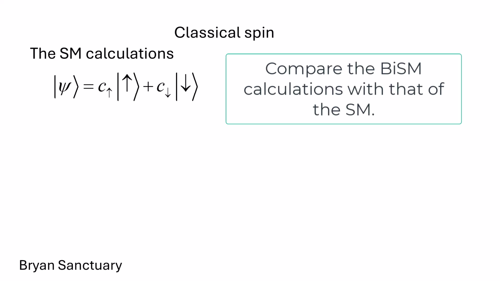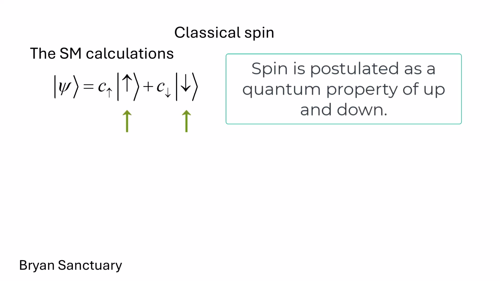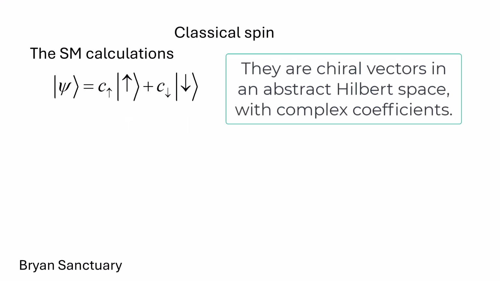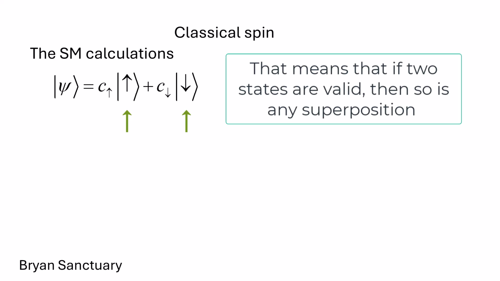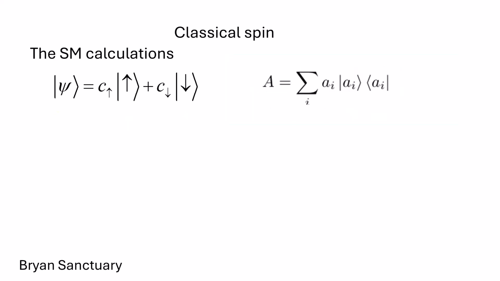I will end with a calculation using the standard model and compare it with the bivector model. First, spin is postulated as a purely quantum property, and the two states of up and down are expressed as chiral vectors in an abstract two-dimensional Hilbert space with complex coefficients. Vectors in a Hilbert space can superpose. Bivectors cannot, meaning that if two states are valid, then so is any superposition. For example, expand any operator in its basis.